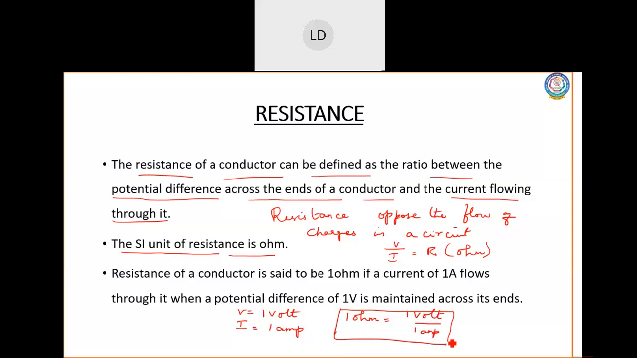So this is about resistance, right? Now we are going on to the next topic based on resistance. Now I am going to discuss the factors on which the resistance depends.